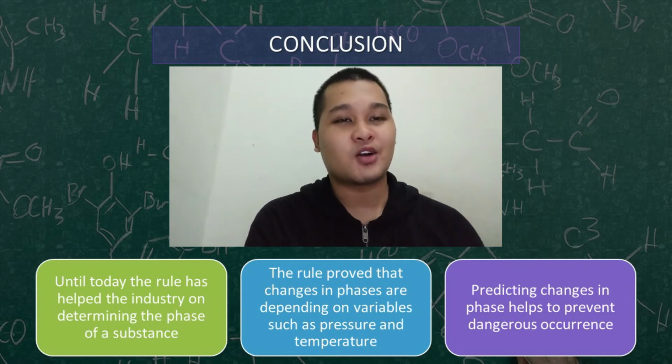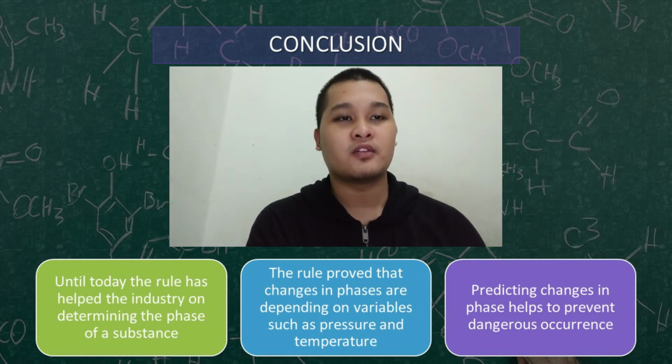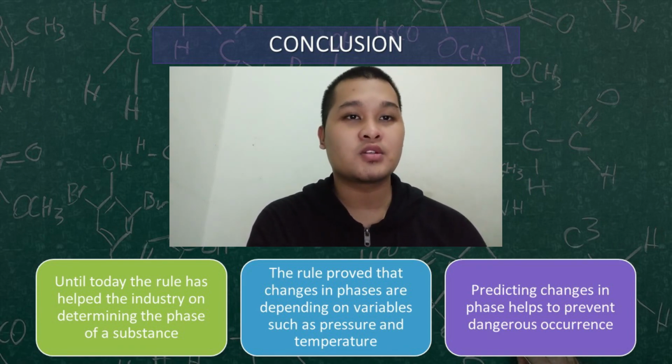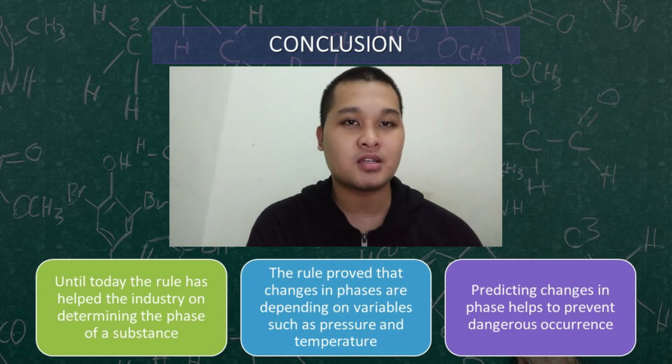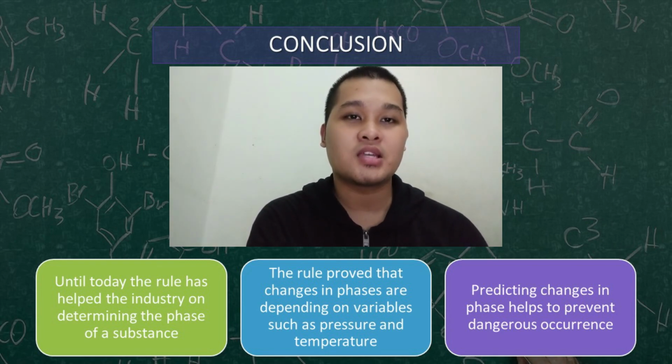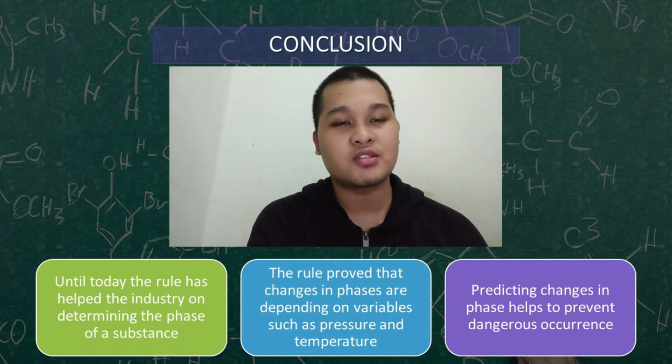Okay, that is all more or less about Gibbs phase rule and how it works by using the phase diagram of water. So in conclusion, until today the rule has helped the industry in determining the phase of a substance, and the rule has also proved that changes in phases depend on variables such as pressure and temperature. And lastly, predicting changes in phase helps to prevent dangerous occurrences by using a suitable container to hold the chemical.